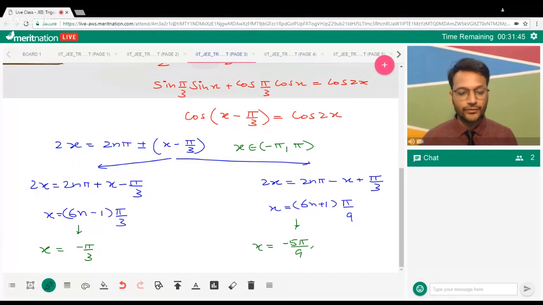Minus 2 will not work because that will give me minus 11, a higher number. 0 will work, pi by 9. n is equal to 1 will also work, 7 pi by 9. And n is equal to 2 will not, because 13 pi by 9 is a value which is greater than pi. So basically, these are the values of x which we wanted.